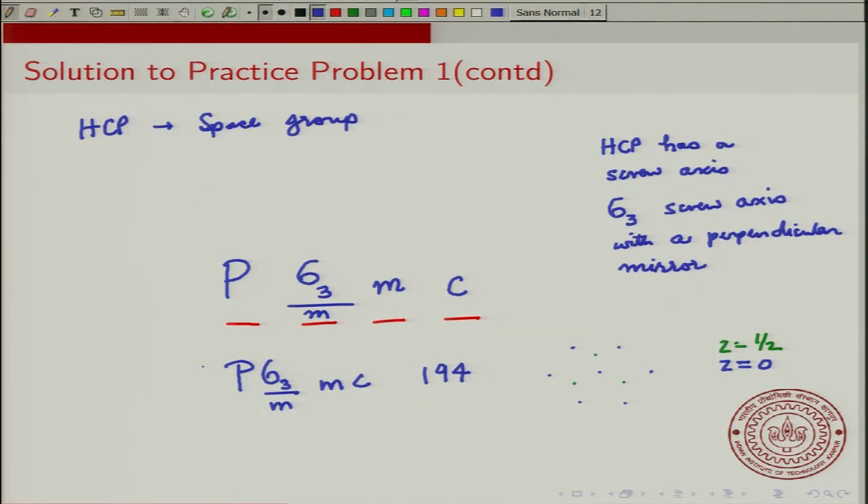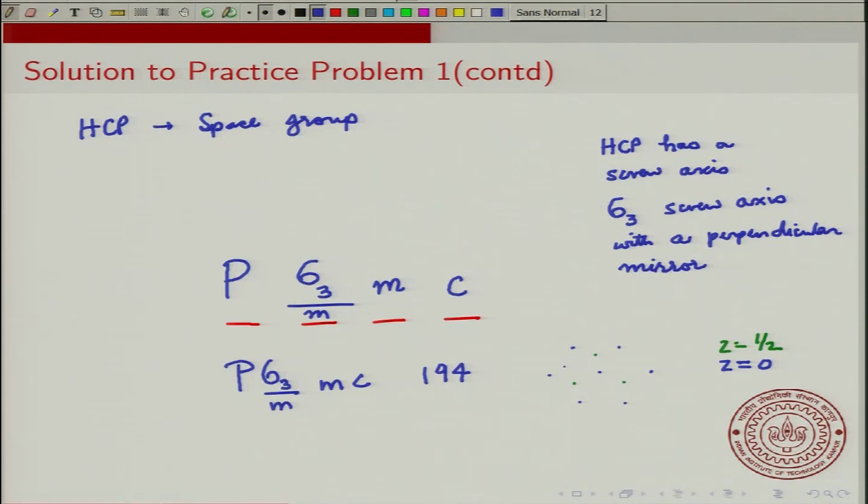So what is important? Okay, so the 6-3 axis was obvious, but again you can easily see that it should have a glide reflection. Okay, and if you look at the third position, the glide reflection of interest has to be a C glide. Okay, again it is important that this is only for the third. If you look at other positions, then you can have different glide reflections. Okay, you might not have a C glide.